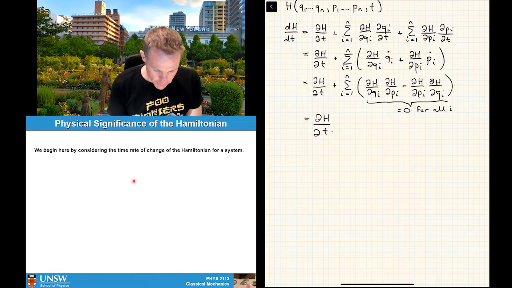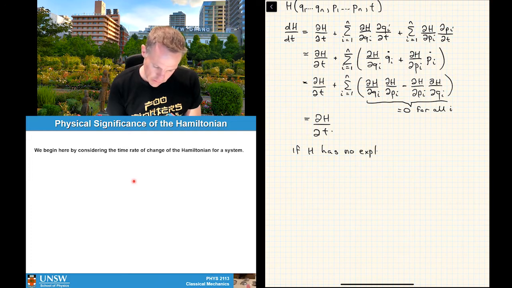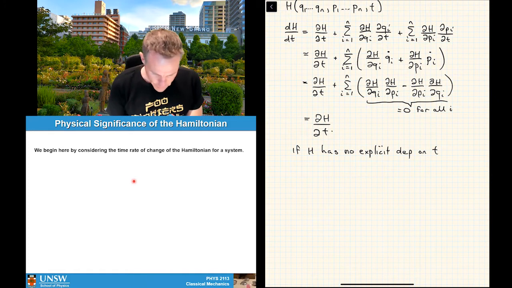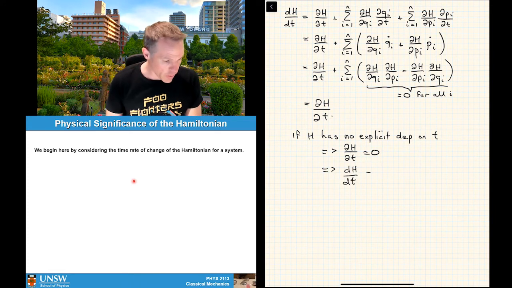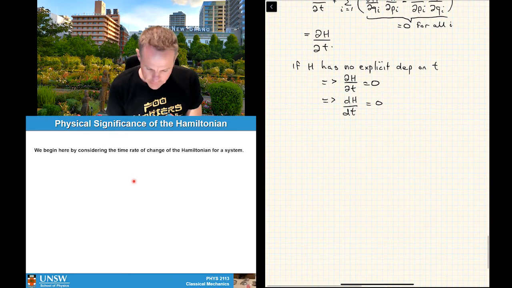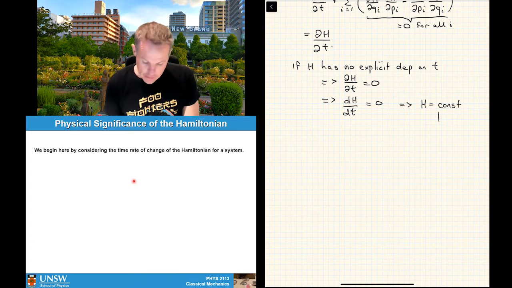So if the Hamiltonian has no explicit dependence on time, that means that dH on dt, the partial derivative, will be equal to 0. And of course, that then means that the total derivative dH on dt is equal to 0. And if that's constant, what that means is that H is conserved.